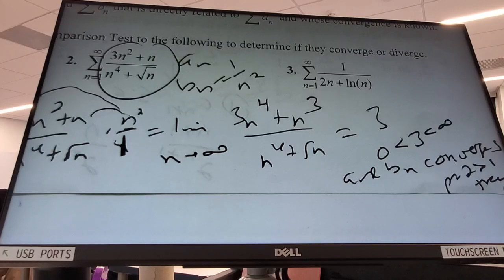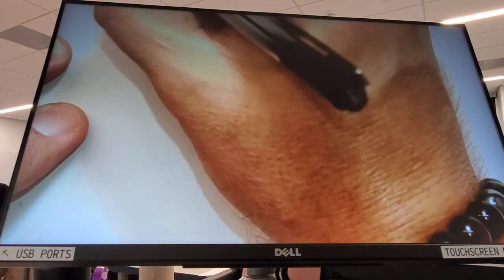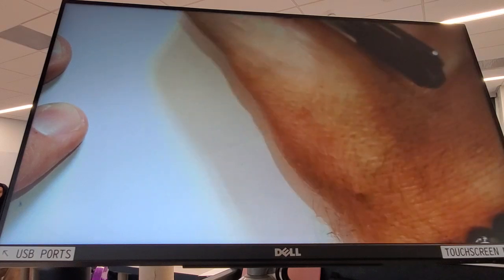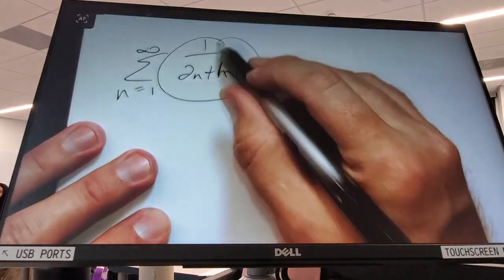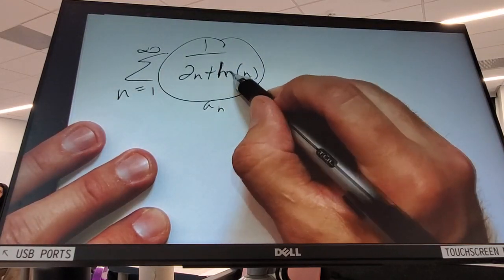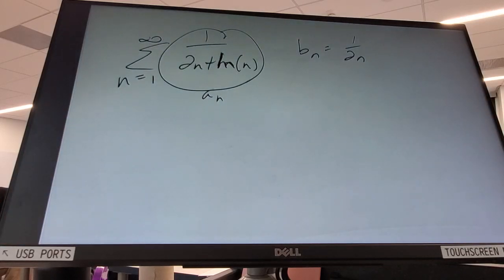So what I'm saying is, for this problem, something we could start with until somebody tells me otherwise. This is my AN. This is trying to be natural log. So my BN could be this, yes? Or it could be 1/n, doesn't matter. You'll run into a roadblock pretty quickly.